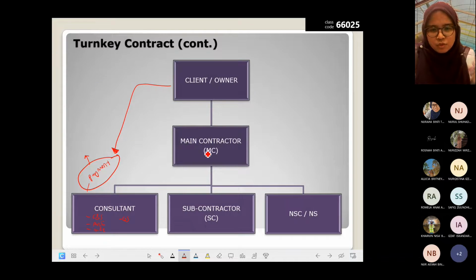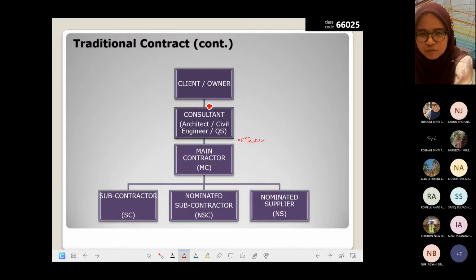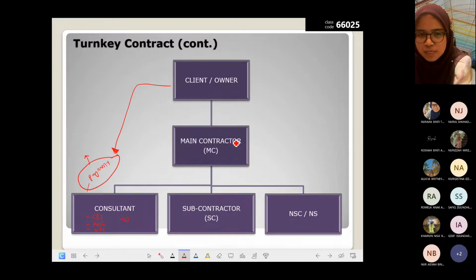Okay, so bila consultant duduk kat main con, kalau kita tengok flow chart, so maksudnya payment to the consultant is done by main con. Kalau payment biasanya owner akan bayar kat main con, so main con akan bayar dekat orang yang bawah lah, kalau yang traditional ni. Okay, traditional, payment owner bayar kat consultant, and then daripada consultant akan release to the main contractor and then subcontractor and the rest lah. Kalau by turnkey, client bayar dekat main con, so main con akan bayar to consultant and subcon.